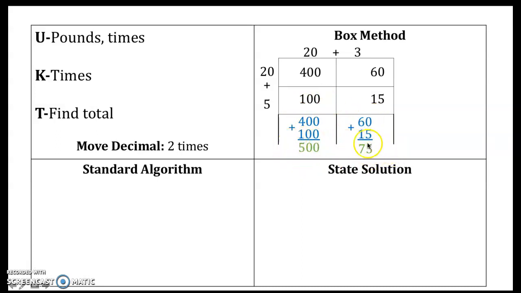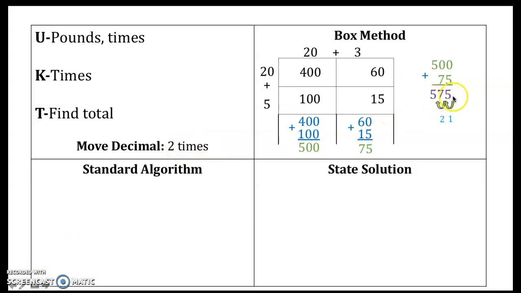However, these are still partial products. 500 and 75 are just part of the product. So off to the side, I'm going to add up 500 plus 75. And my product is 575. However, this is not my final product because remember, we are multiplying decimals. So we need to add back in that decimal by moving it 2 times to the left.